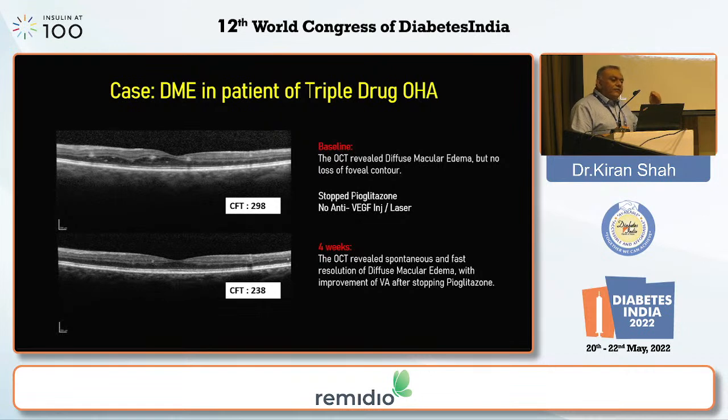Whenever a physician makes it twice a day or 3 times a day, BD or TDS, indirectly the glitazone becomes 30 milligrams and 45 milligrams respectively, and that's when you risk your patients developing diabetic macular edema. So you need to understand even the medical history of the patient. It's not just the retina, but you try to figure out if the patient is on a glitazone. Here, no anti-VEGF or laser was given; it's just that the drug was withdrawn. You can see 4 weeks down the line there is spontaneous and fast resolution of diabetic macular edema, and the visual acuity improved after stopping the glitazone.